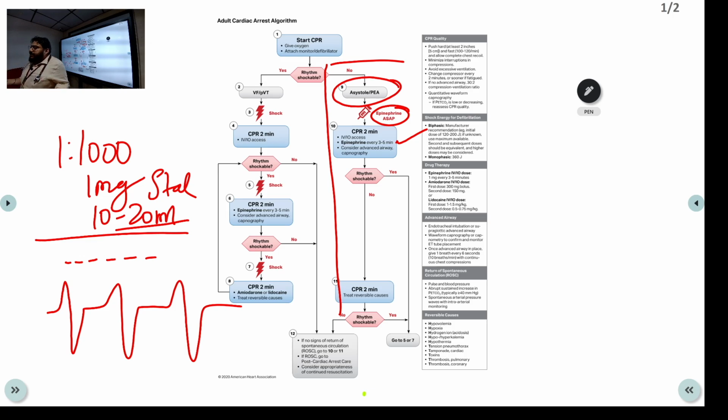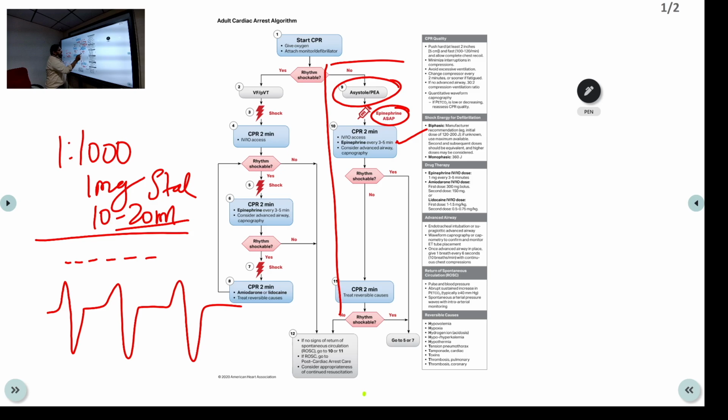We are given epinephrine every 3 to 5 minutes. That is the only thing that you need to do in here. So there is no other drug involved in a non-shockable rhythm. In a non-shockable rhythm, there is only one drug that you need to remember, that is epinephrine. Every 3 to 5 minutes, you need to continue giving epinephrine till return of spontaneous circulation is achieved, or else you have a low ETCO2. If ETCO2 is very low and you are planning to stop CPR, you can consider that. So that is the algorithm that you need to remember.